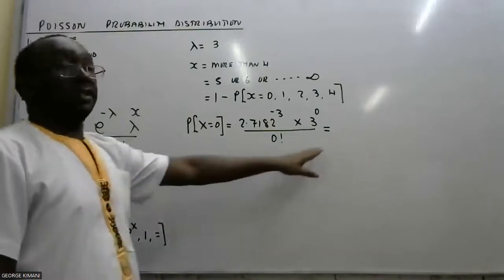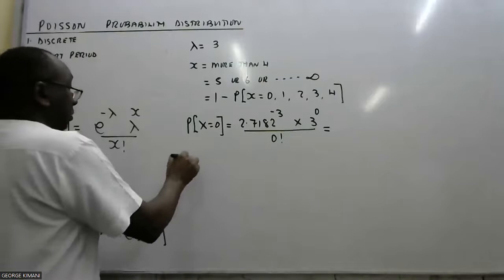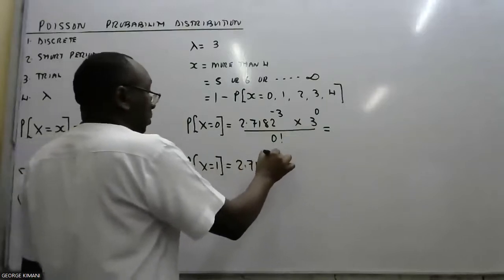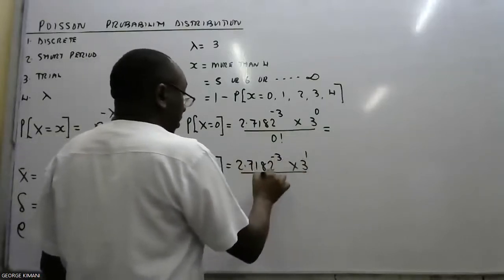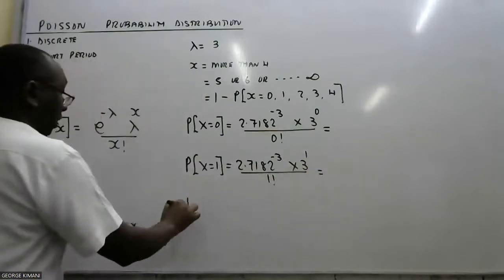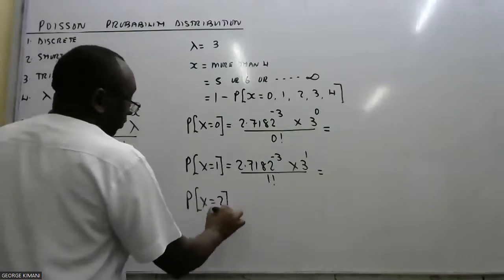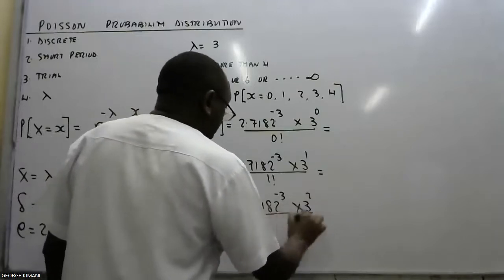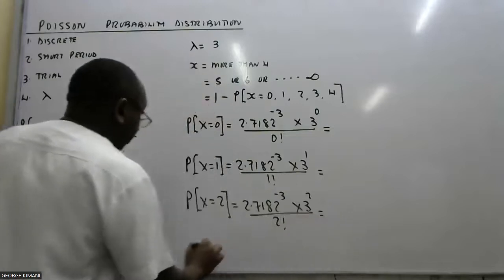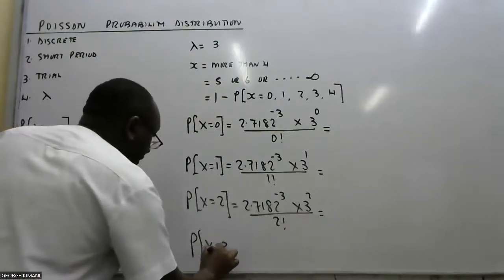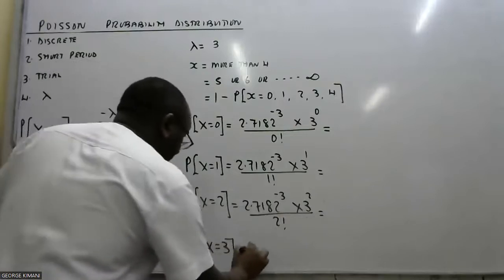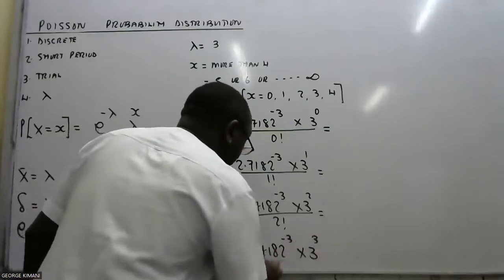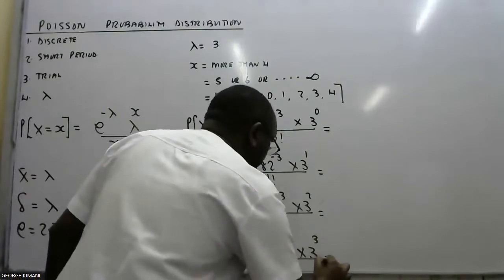For the interest of time, we can do the others. The probability that x is 1 is 2.7182 raised to the minus 3, times 3 to the power 1, over 1 factorial. The probability that x is 2 is 2.7182 raised to the power minus 3 times 3 raised to the power 2, over 2 factorial. The probability that x is 3 is 2.7182 raised to the power minus 3, multiplied by 3 raised to the power 3, over 3 factorial.